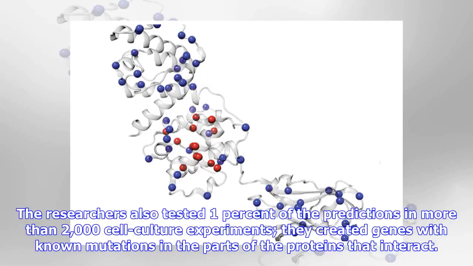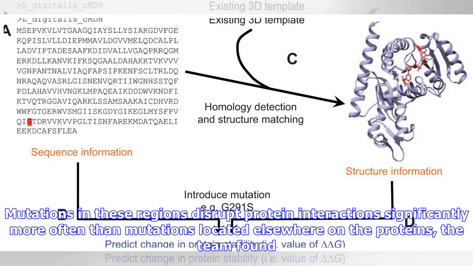The researchers also tested 1% of the predictions in more than 2,000 cell culture experiments. They created genes with known mutations in the parts of the proteins that interact. Mutations in these regions disrupt protein interactions significantly more often than mutations located elsewhere on the proteins, the team found.